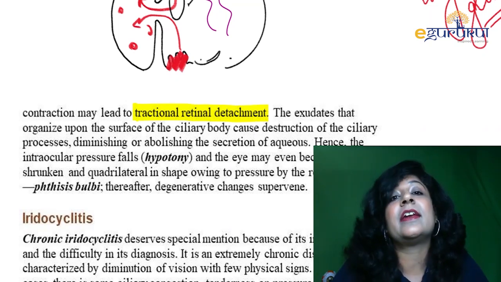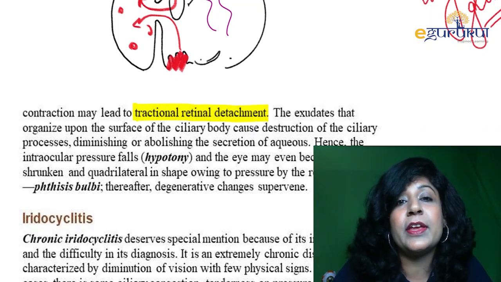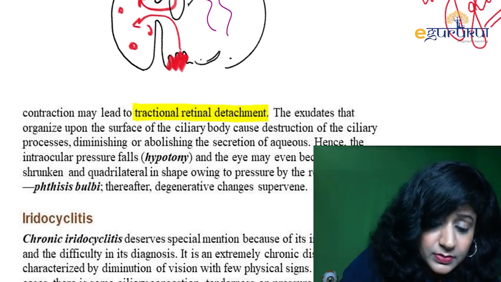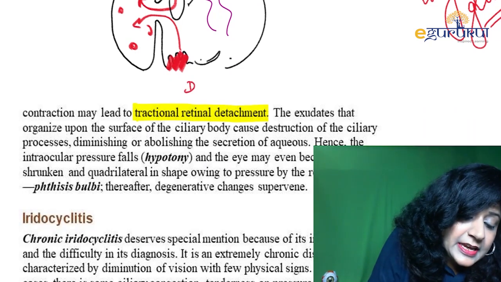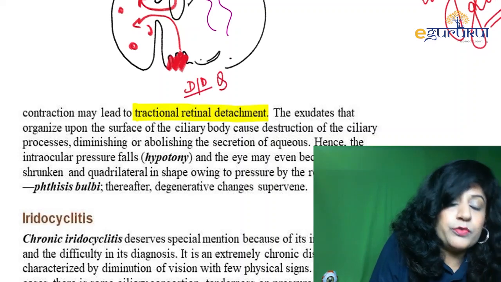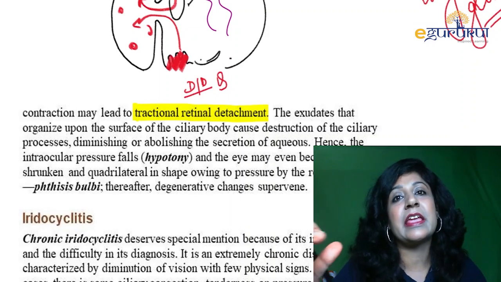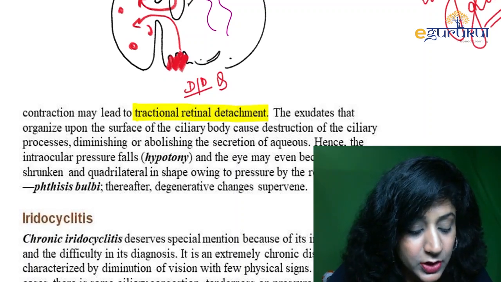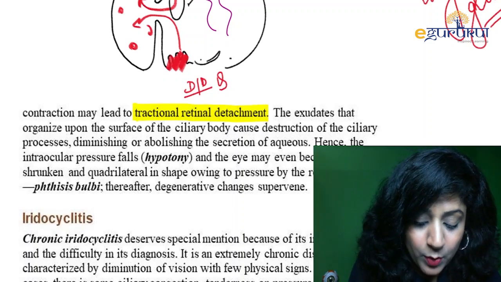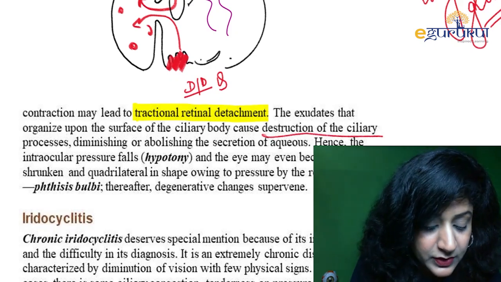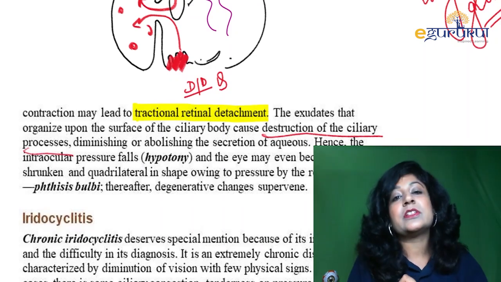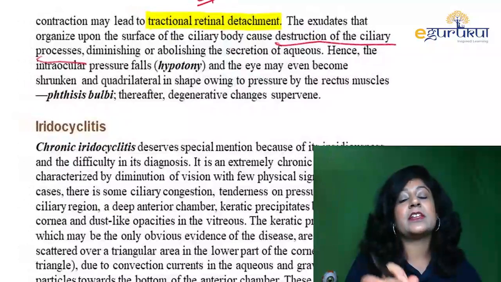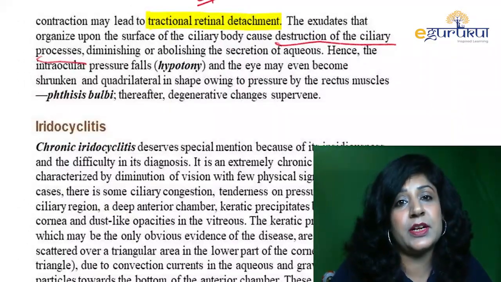So now you can get an indirect question that all of the following can cause the TRD except. So you have to remember it as a DD, that it is a DD of the TRD, and even cyclitis can be one of the reasons for causing the tractional RD. The exudates that organize upon the surface of the ciliary body, they are also causing the destruction of the ciliary processes. Now this is a thing which is also related with your total posterior synechiae.